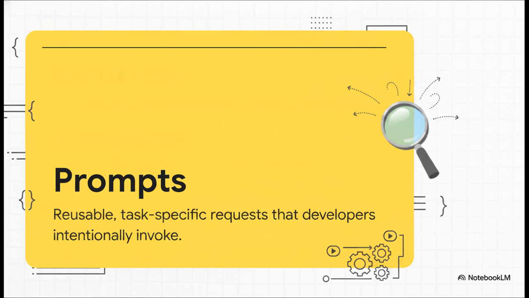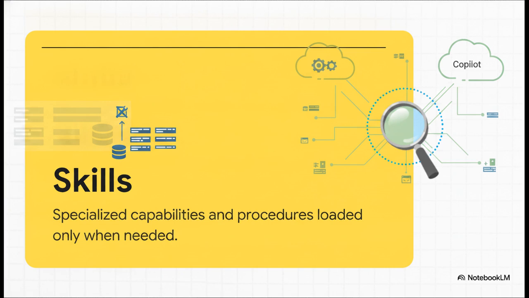Prompts, on the other hand, are highly intentional. These are reusable, task-specific requests that you, the developer, actually trigger. Instead of a background rule running constantly, this is you actively saying, do this task right now. Like, for example, telling Copilot to generate unit tests for a specific function, or asking it to review a block of code for performance.